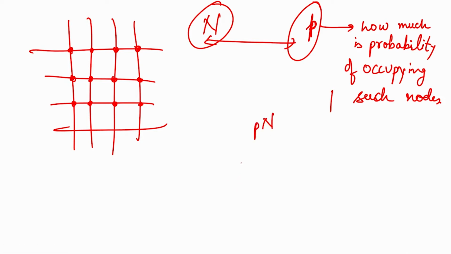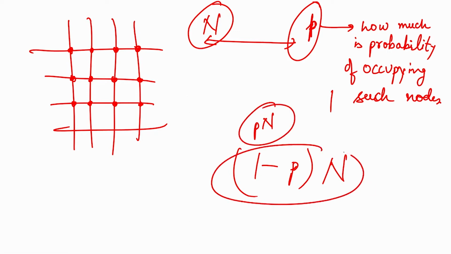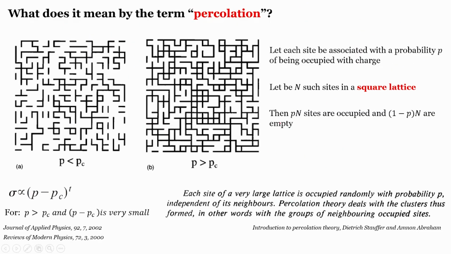On the other side, there will be nodes which are not connected, which are not occupied. So what will be the probability for that? It will be 1 minus P into n. So now we are with two probabilities, 1 minus P into n and P into n. And let us understand this particular probability in terms of the percolation threshold.